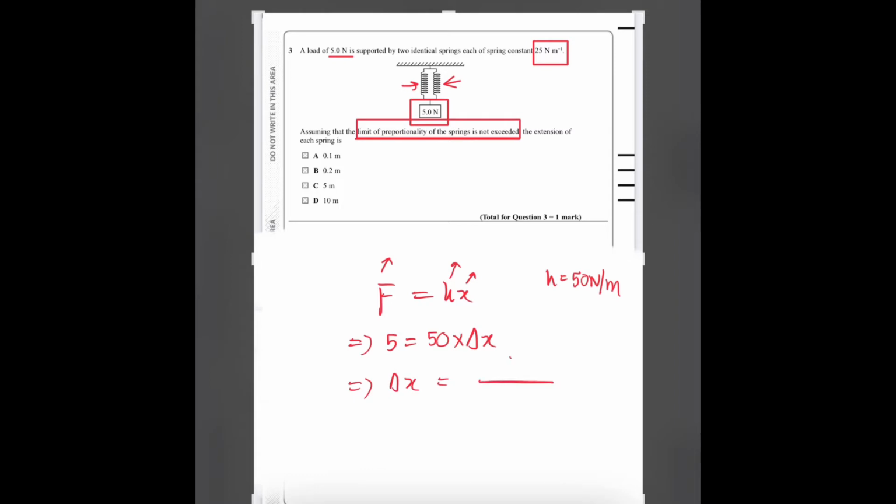So del x would be 5 by 50. So the answer comes as 0.1 meter. So the answer to question 3 is A.